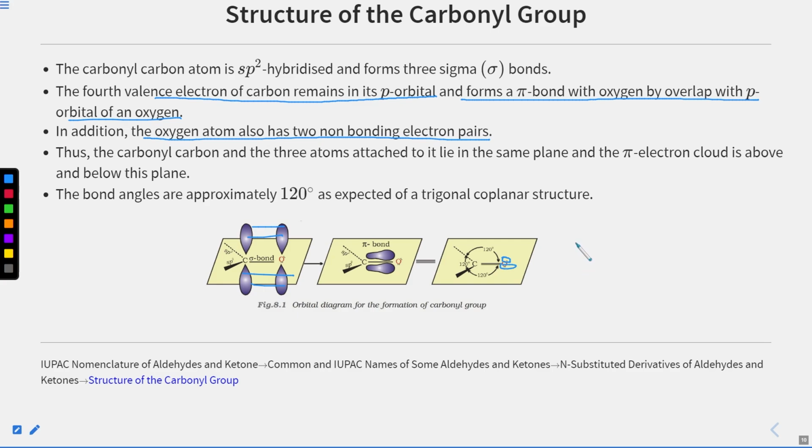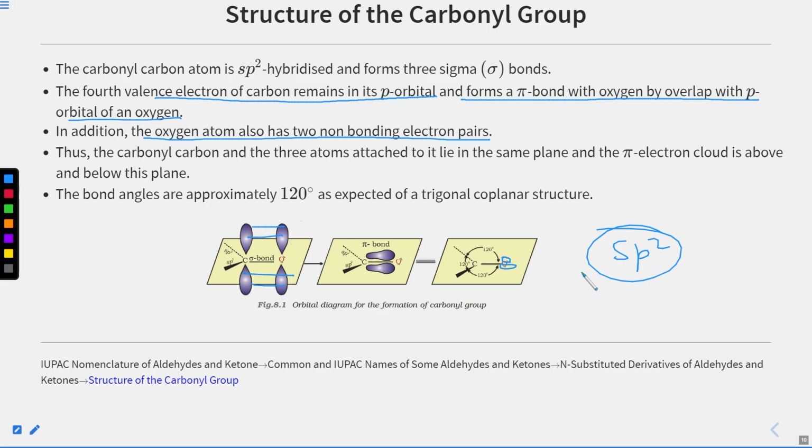Thus the carbonyl carbon atom and the 3 atoms attached to it lie in the same plane, and the pi electron cloud is above and below this plane. The angles are approximately 120 degrees. Since the ideal sp2 hybridization angle is 120 degrees, here it is the same. So this is the structure of the carbonyl group.